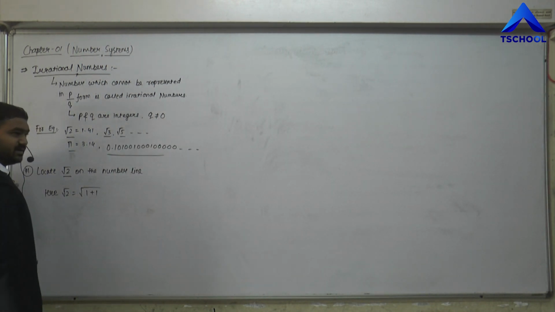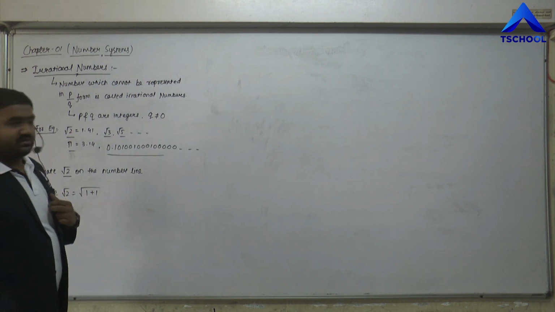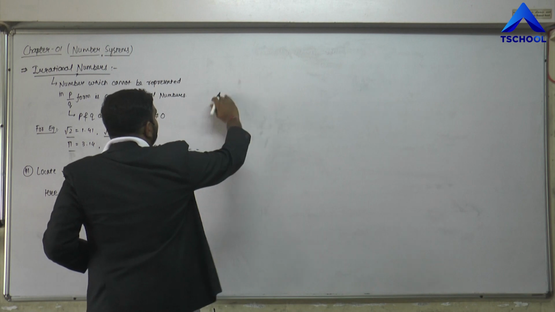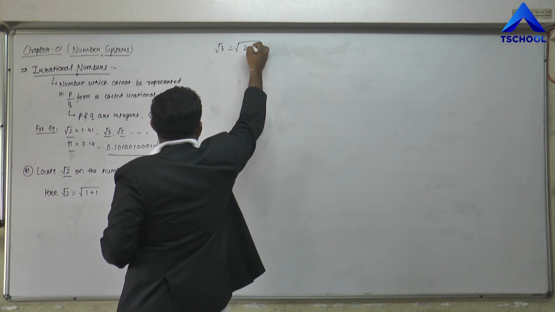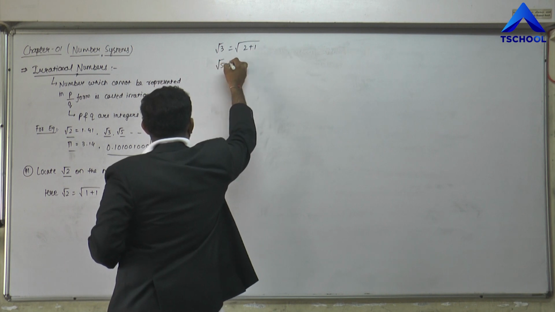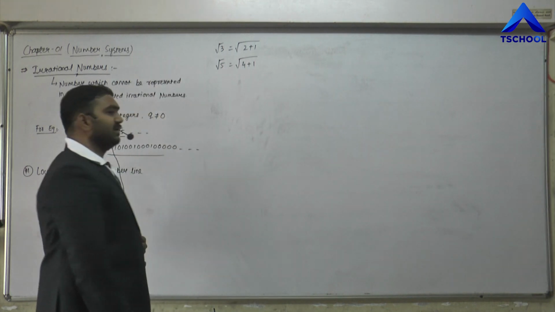This 2 can be written as 1 plus 1. Always, whenever you are asked to write down or locate any of the irrational numbers on the number line, you will always write it like this. Suppose I am asked to locate root 3, then I shall write it as 2 plus 1. Suppose I am asked to locate root 5, then I shall write it as 4 plus 1.